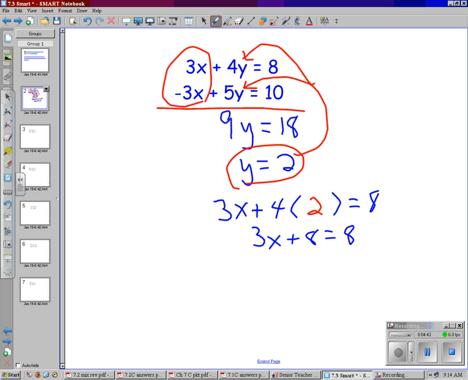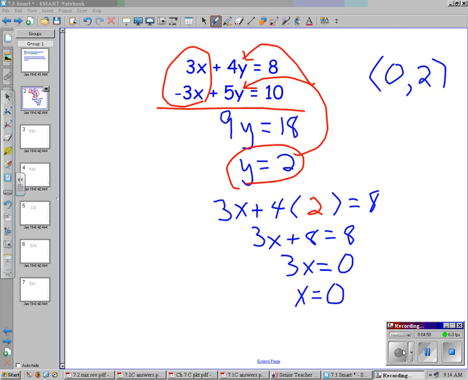We get 0. So we have 3x equals 0. And when I divide by 3, what do I get? I still get 0. Okay, our answer should be 0, comma, 2. Check it in both equations to make sure it works. I'll stop for a moment so that you can check. Does it work in both equations?